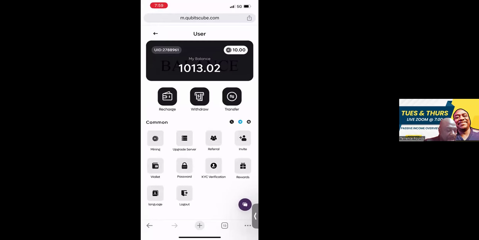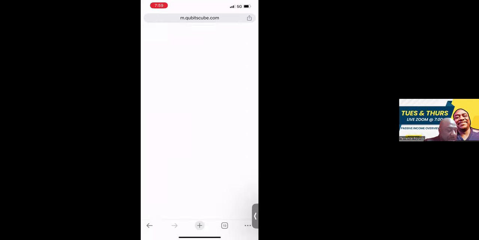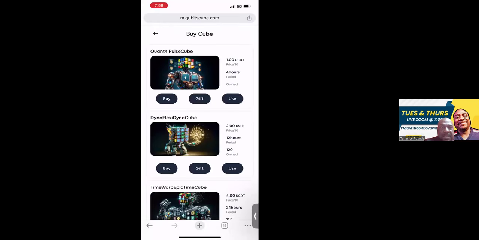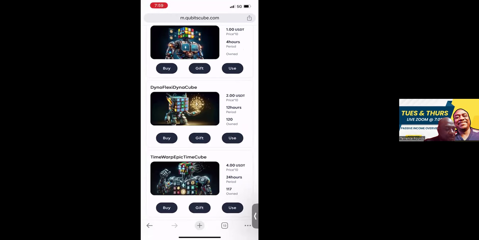And then you can see back here, here's all of your different tools and everything that you have. But let me go back here from the recharge page. Once you recharge, then you have to come in and buy a cube. Remember, the cubes are the plans. Remember, the Quant 4 is a 4-hour plan. The Dino Flexi Dyna Cube is a 12-hour plan. And the Time Warp Epic Time Cube is a 24-hour plan.